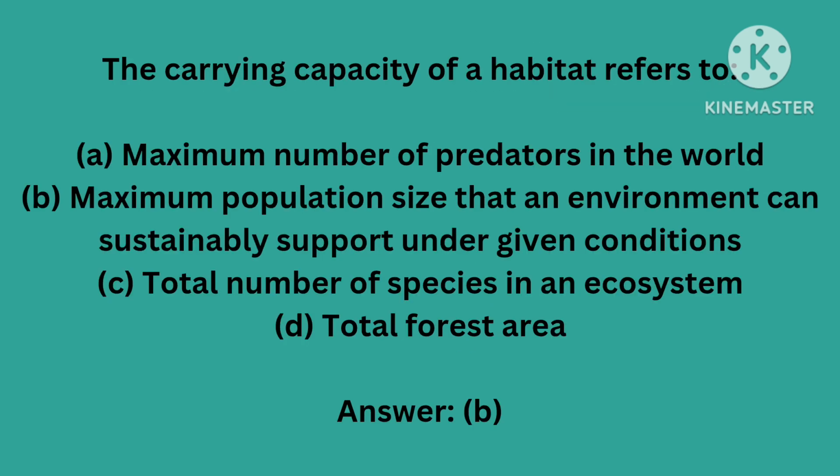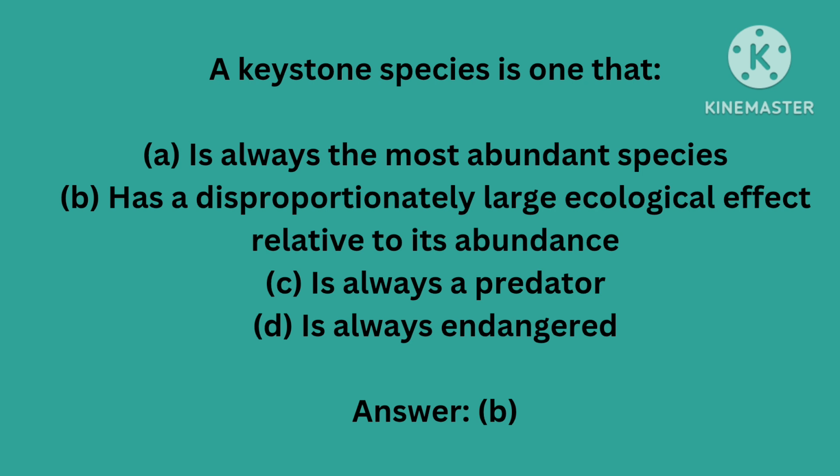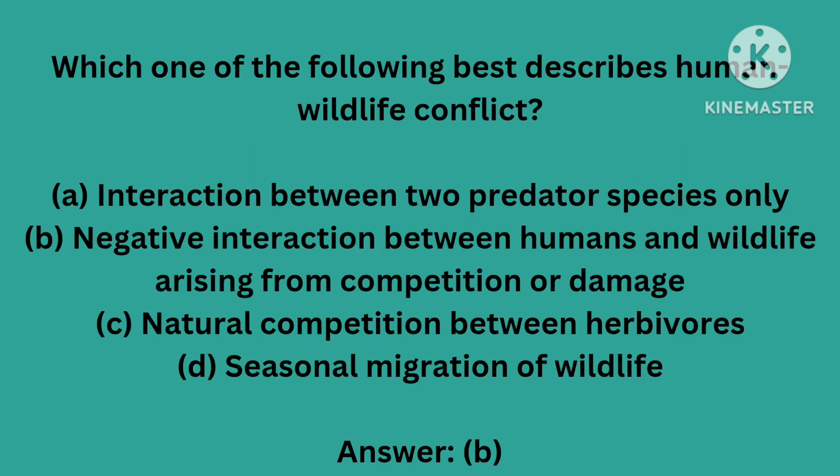The carrying capacity of a habitat refers to maximum population size that an environment can sustainably support under given conditions. So that is the correct answer. That is option B. Next question, which of the following is an important method of wildlife population estimation? And the answer is line transect. So the important method of wildlife population estimation is line transect. A keystone species is one that has a disproportionately large ecological effect relative to its abundance. So that is the correct answer. That is option B, a keystone species.